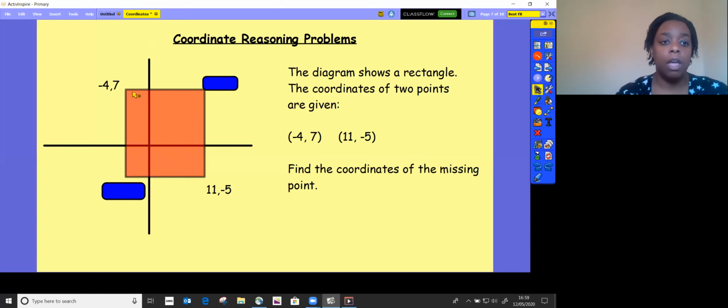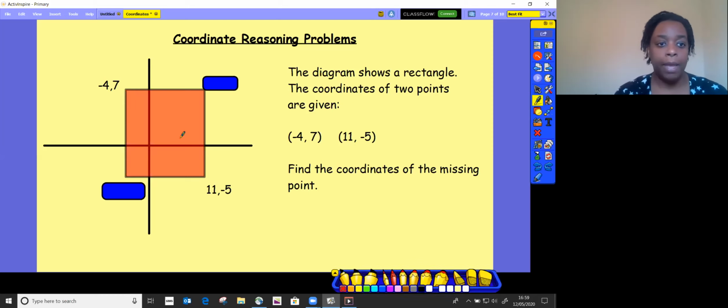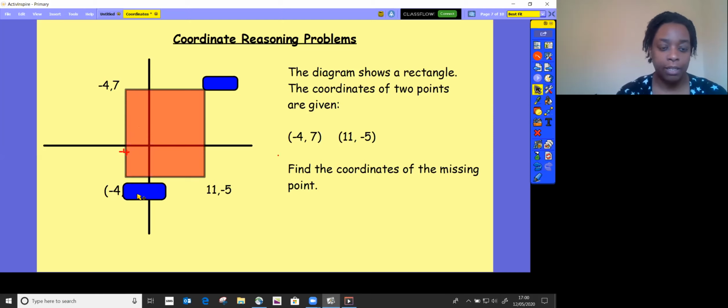So one of the things you can do is, for example, I can see at this point of the rectangle here is at the coordinate -4, 7. So it's telling me the X coordinate is -4 and the Y coordinate is 7. So any point that is directly underneath that must also be the same. So if this point is -4 on the X axis, it means this point is -4, which means any point on this line is also -4. So it tells us that that missing X coordinate is -4.